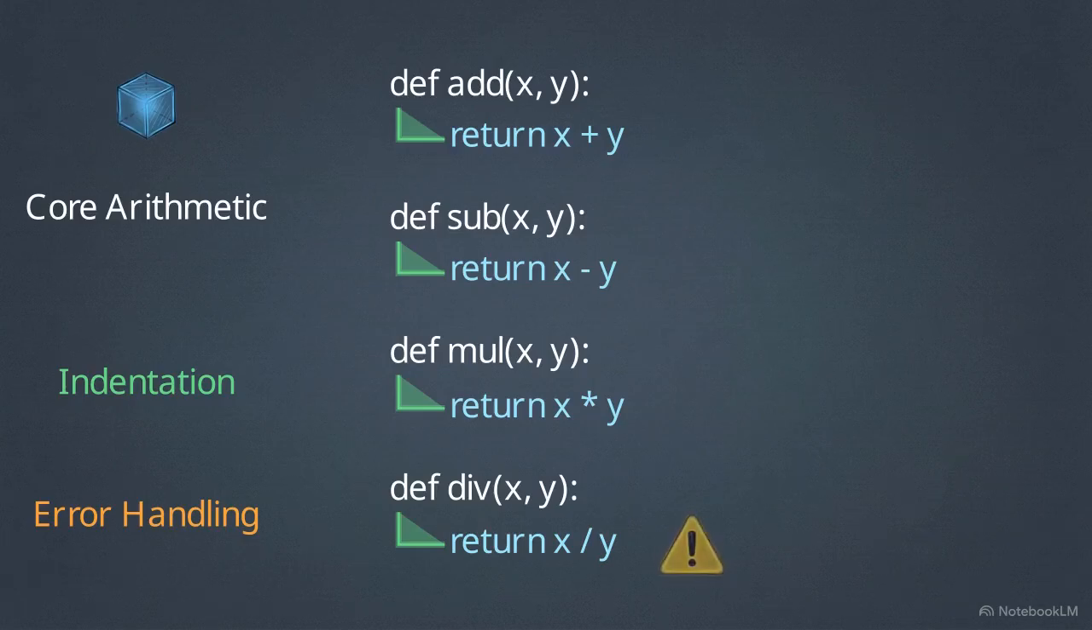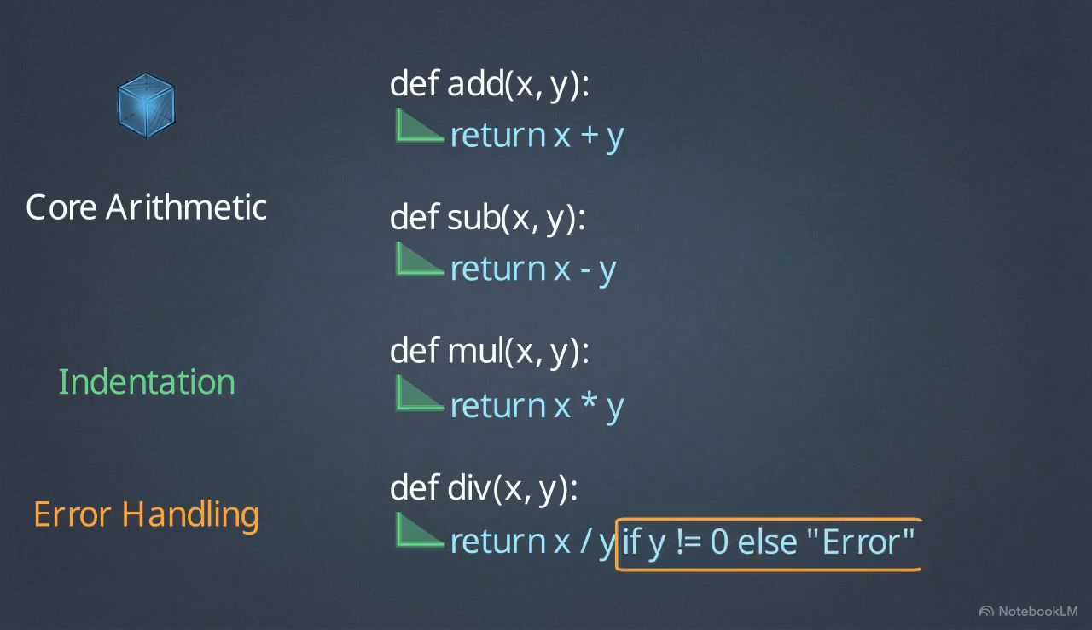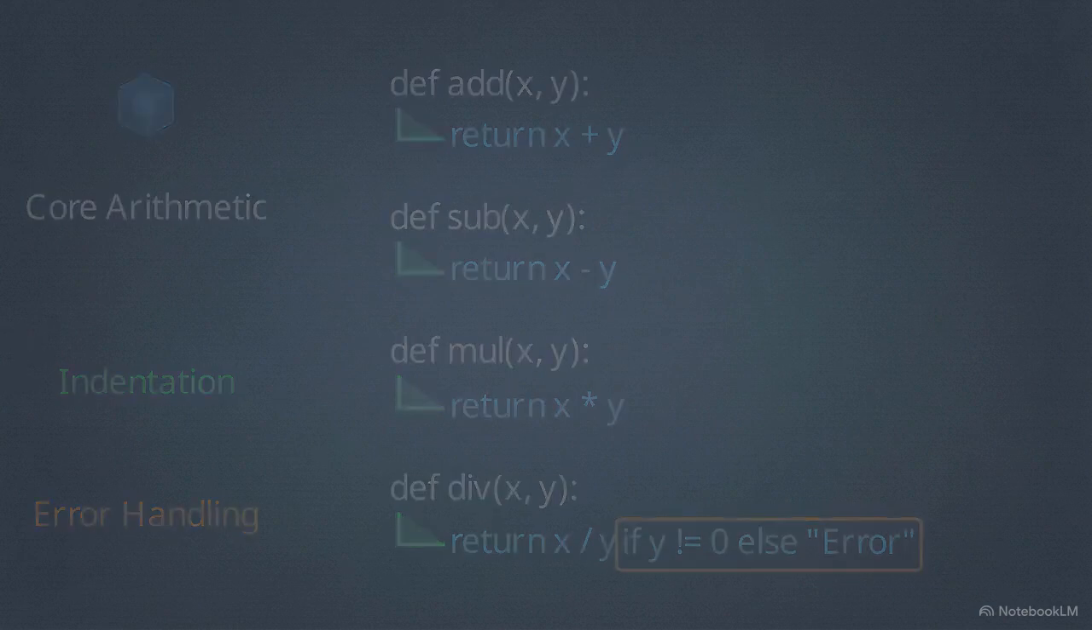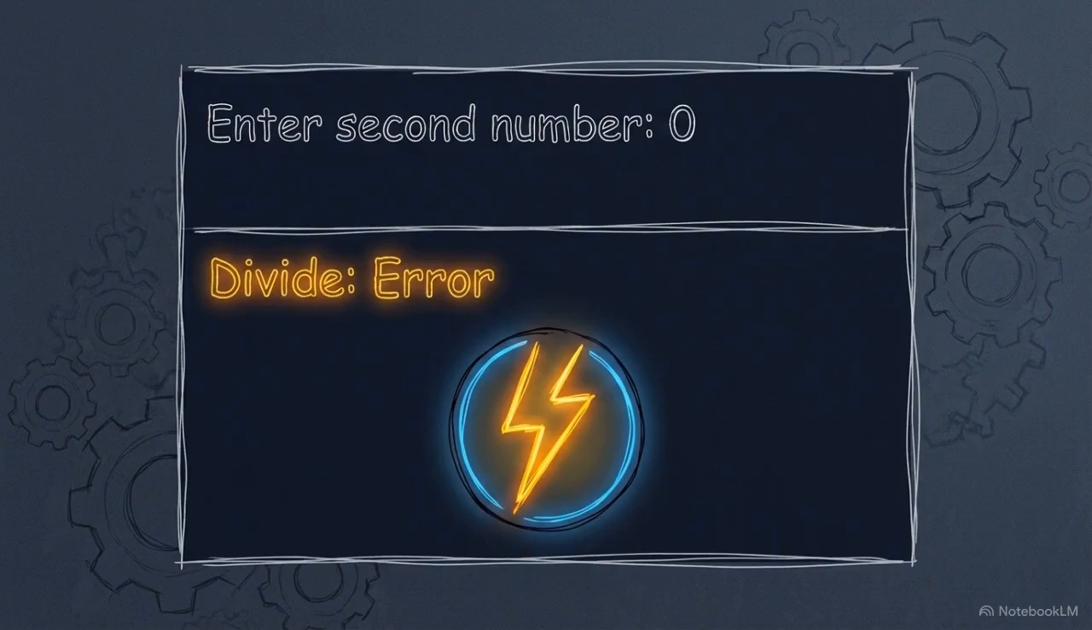Division requires more care. If a user tries to divide by 0, the program will encounter a mathematical error and crash. We prevent this by using an inline check. If the second number isn't 0, calculate the result. Otherwise, return the word error. Anticipating user errors like this allows your code to respond predictably instead of simply stopping.